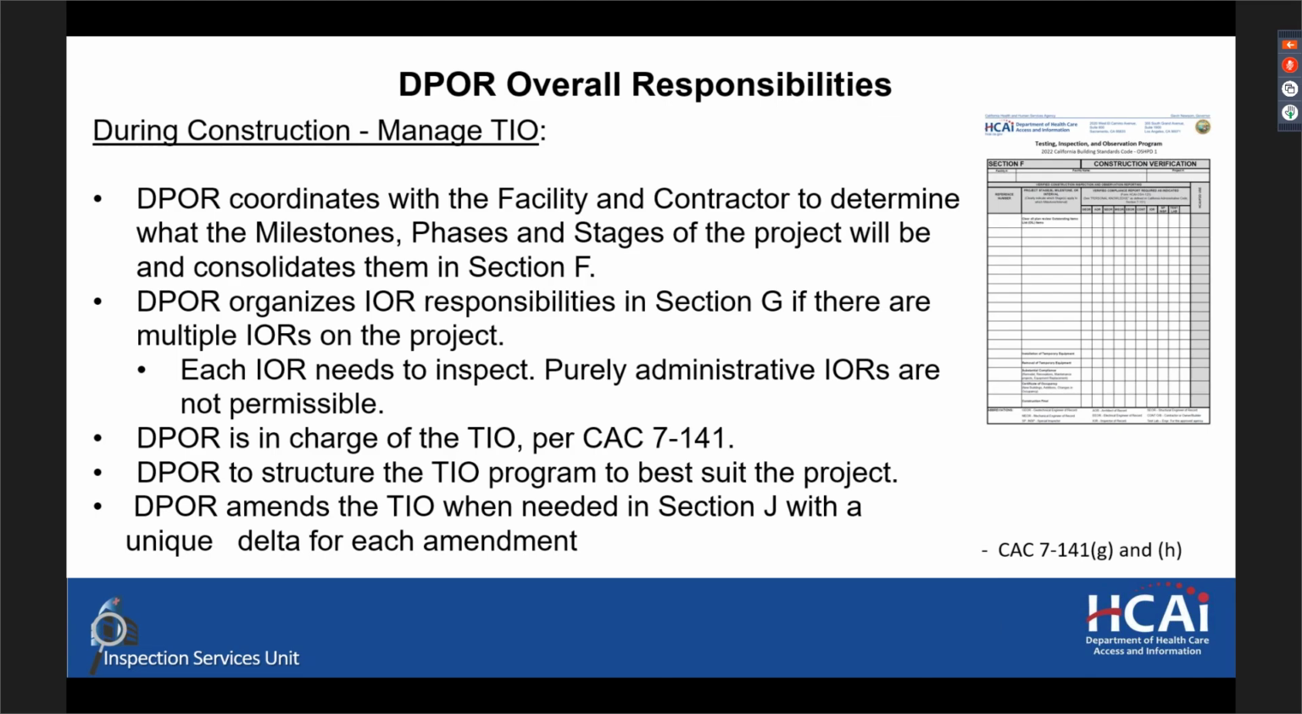Every time the TIO is adjusted, it should be noted in section J at the end of the TIO with the unique delta for each amendment. And the DPOR should be signing and dating that amendment prior to presenting it to the compliance officer, who will also acknowledge and then initial in the right-hand column in section J.